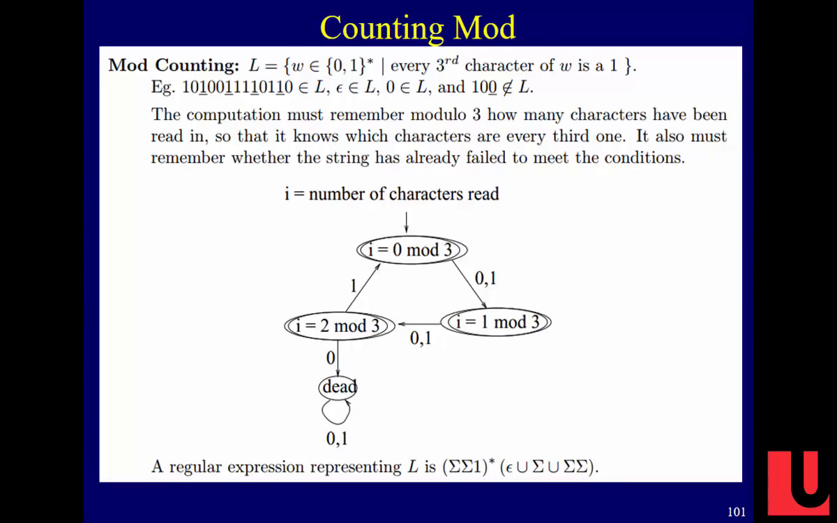So what are we doing? What do we want to remember? We've read some stuff so far. What do we want to remember? Well, if we've screwed up, then we want to remember that we've screwed up and then we're dead. Otherwise, we want to remember that we're good so far, right? And what else do we want to remember? Are we on the 0th character, 1st character, or 2nd character, mod 3, right? You know what I mean? If we take the I we're on mod 3, is it 0, 1, or 2?